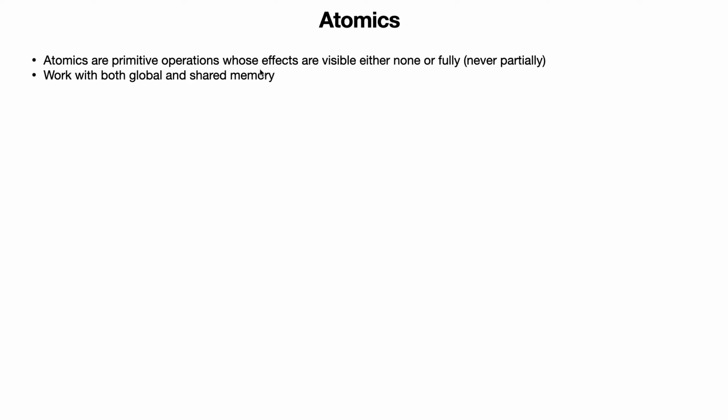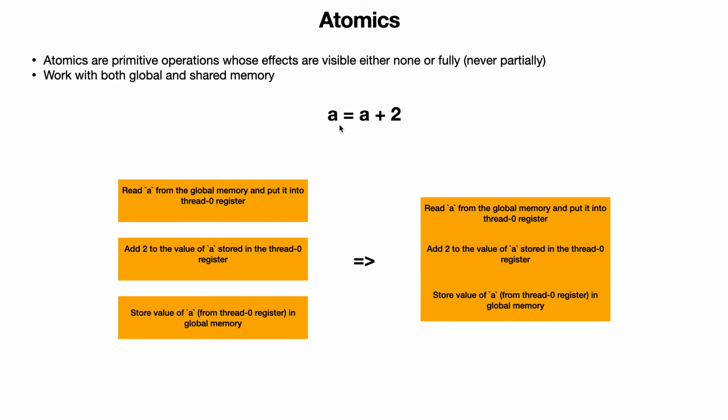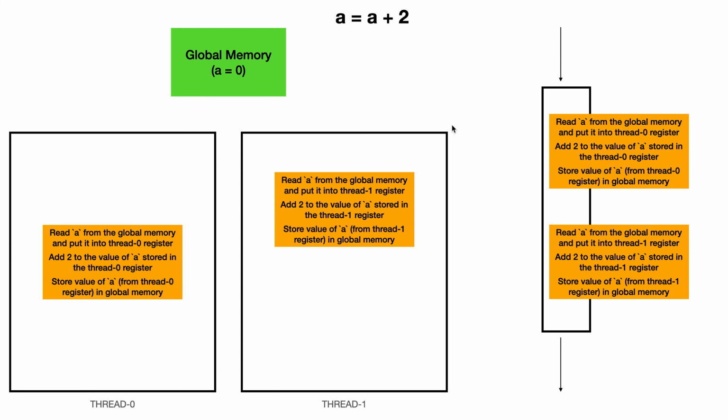Atomics are operations whose effects are either visible fully or not at all, but never partially. They work with both global memory and shared memory. So let's say this is the instruction again. Now these instructions will be tied together and can be thought of as a single instruction, as shown here. Now let's say A equals to A plus 2 is implemented using atomics. Now what would happen? We would have these three instructions which are tied together, and then these three instructions which are tied together. Thread 0 and thread 1 are going to execute these instructions in an arbitrary parallel fashion.